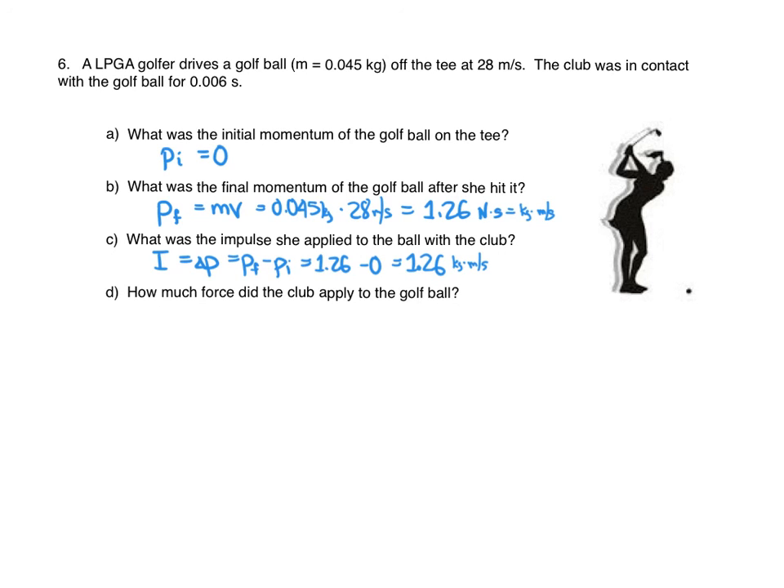All right, so how much force did the golf club apply to the ball? Impulse is force and time. So if the impulse was 1.26 and the force was applied during a time of 0.006 seconds, if I just divide both sides by 0.006, I'm going to get a force of, where's my drum roll, 1.26 divided by 0.006 seconds. So it's 210 newtons of force that she hit the golf ball with. Ta-da!